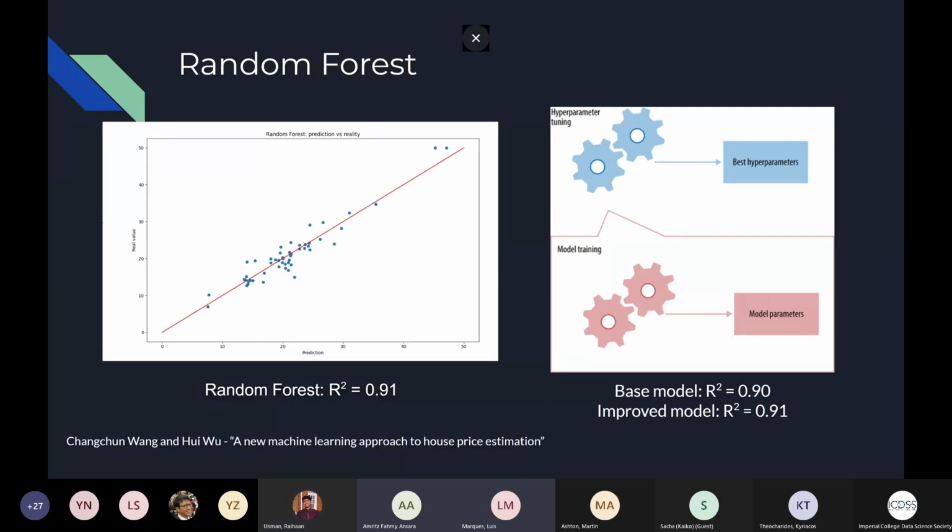So we initially opted for a random forest as research has shown it is well suited for this type of task. With our initial base model, we got an R-squared score of 0.9. After a randomized grid search, the optimal solution used 13 trees, giving an R-squared score of 0.91.